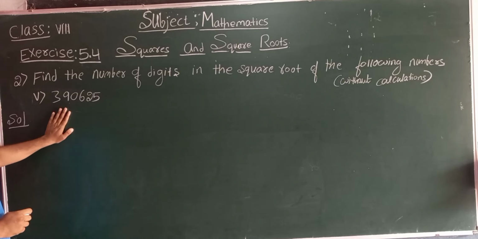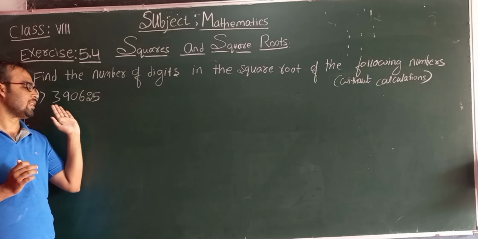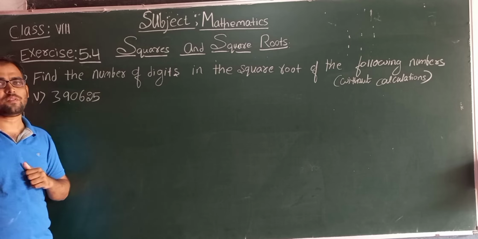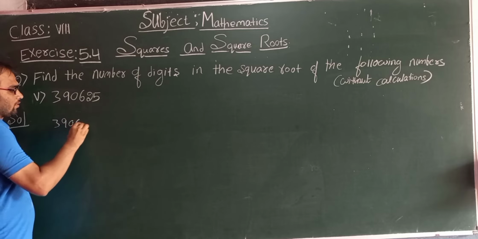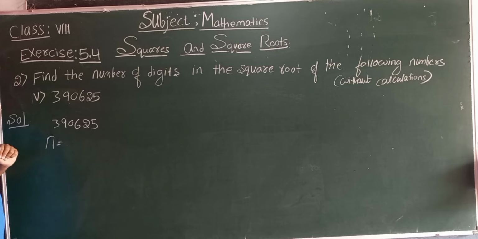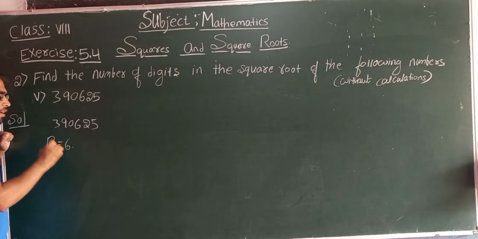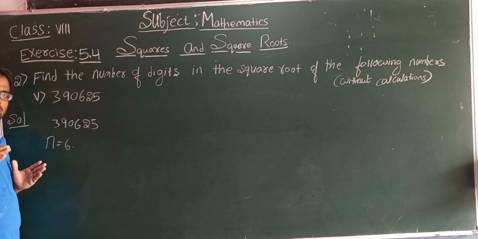So here what have they given? 390625. Now what do we need to find? When we find the square root of this number, how many digits are we going to get in the square root of this number? Take this one as it is. Now students, write the value of n. n means number of digits, that is 1, 2, 3, 4, 5, 6. So here n is 6. As n is 6 and it is an even number, we can find the number of digits in the square root of this number using the formula n by 2.